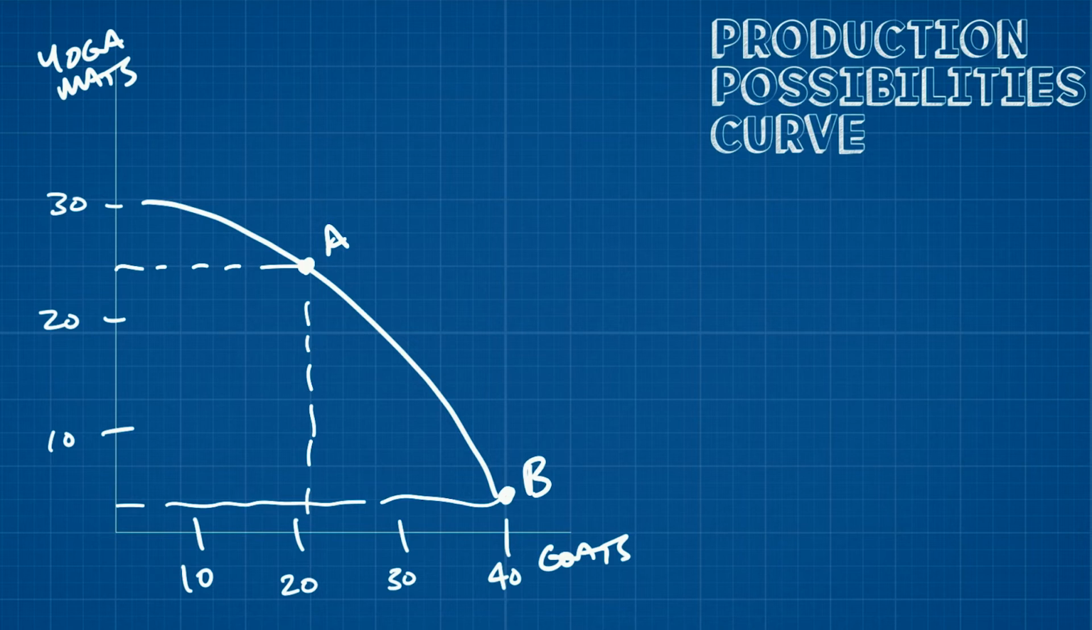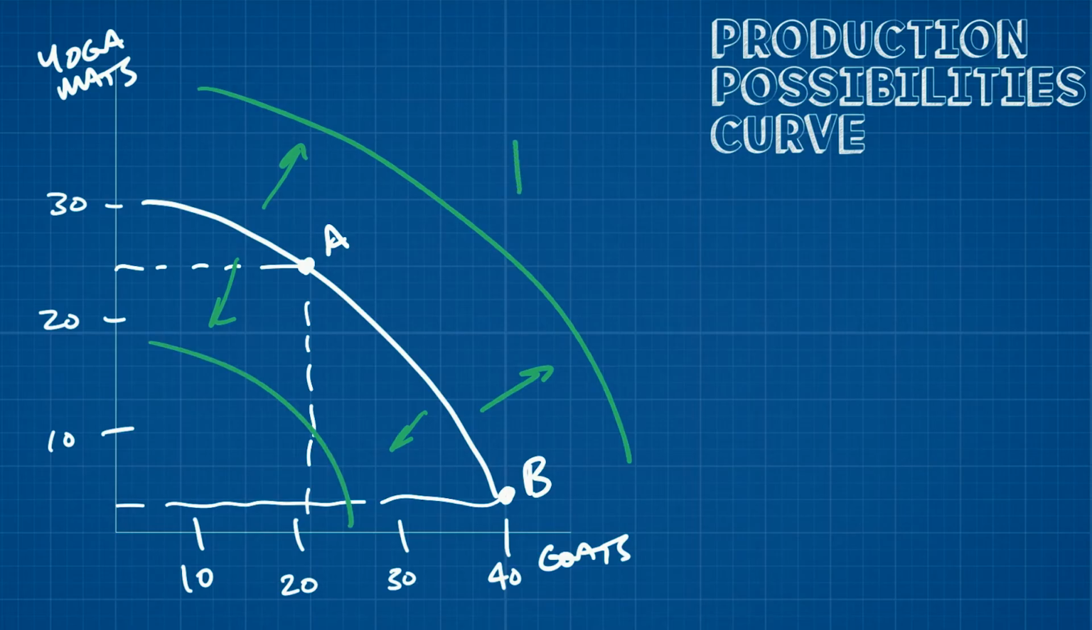Okay, and there's one more thing that can happen on a production possibilities curve, and that's the expansion of an economy's production possibilities. This production possibilities curve can shift either outward, or it can shift inward. If it shifts outwards, that increases the possibilities of production. If it shifts inwards, that decreases the possibility of production. Now, what might cause those shifts?